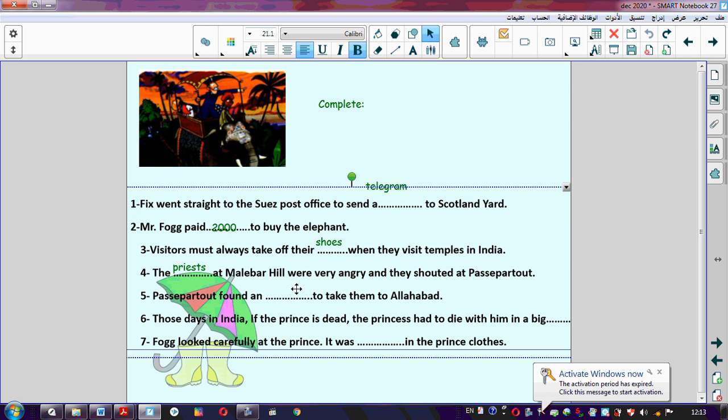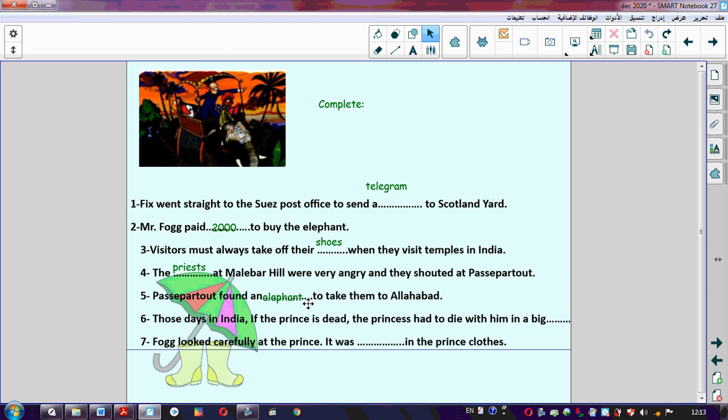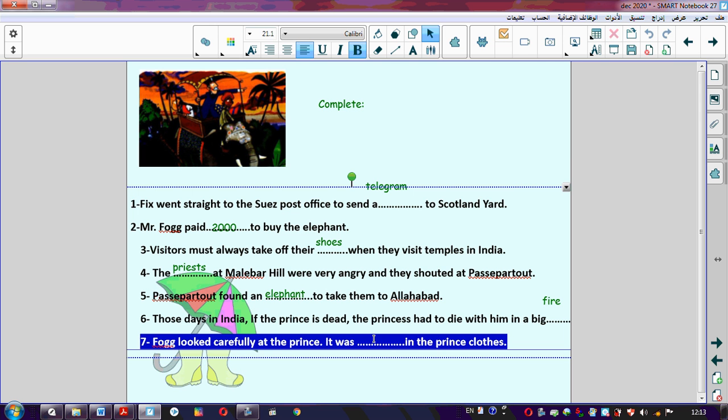Passepartout found the inn to take them to Allahabad and what? An elephant. So Mr. Fogg bought this elephant to take them to Allahabad because the railway station wasn't finished. Those days in India, if the prince died, the princess had to die with him in a big fire. Fogg looked carefully at the prince. It was in the prince's clothes. Who is he? It was Passepartout.